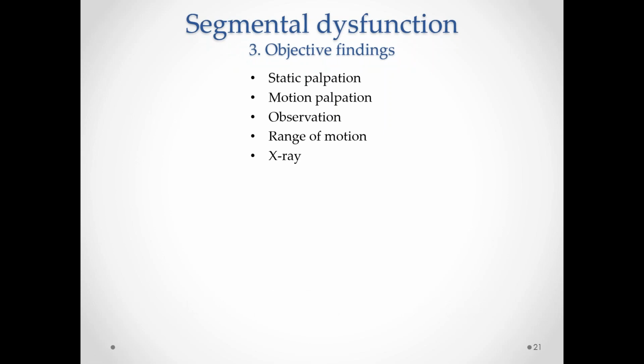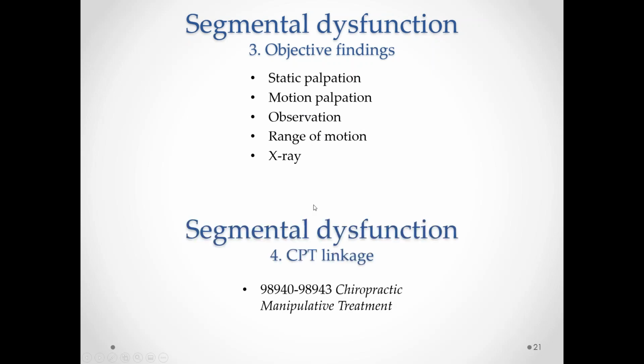The objective findings I expect to see would include static palpation, motion palpation, observation of the patient, like posture, range of motion measurements, and X-ray imaging. I think those are all great ways to justify segmental dysfunction, which in turn justifies chiropractic manipulation. And so, therefore, these codes, to me, make the most sense to be linked to your chiropractic manipulative treatment procedures, 98940 to 98943. If you think that you can use M99.0 to justify other services, that may be true too.